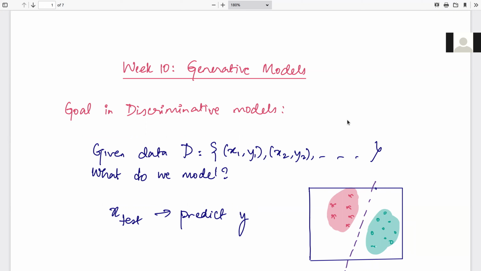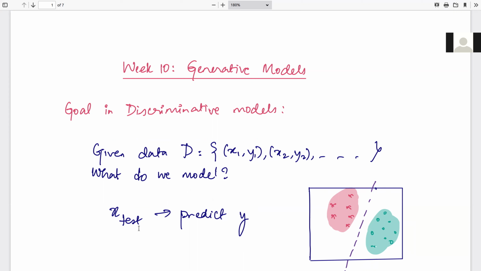So far, the models we have seen are discriminative in nature. What I mean by discriminative is that suppose we are given labeled training data, which is x1, y1, x2, y2, and so on. What is the model actually learning? The model is learning to predict the label of the input during testing. So suppose at inference time we give x test as an input to the model, then the model is tasked to predict the most likely label for this input.